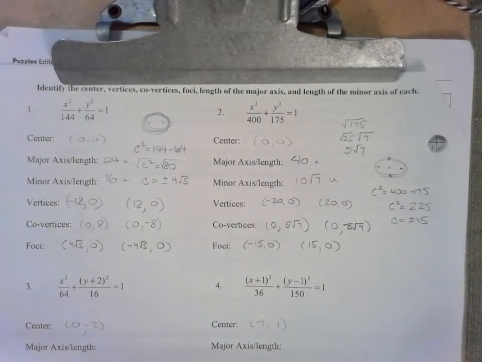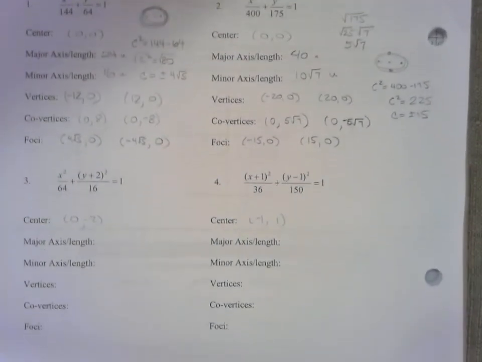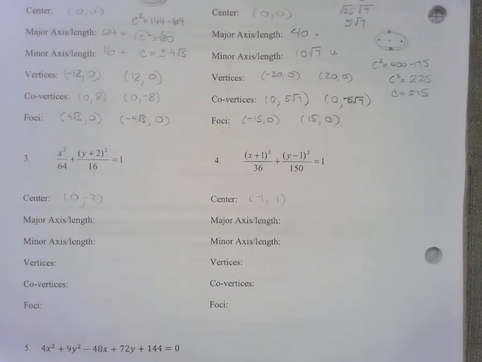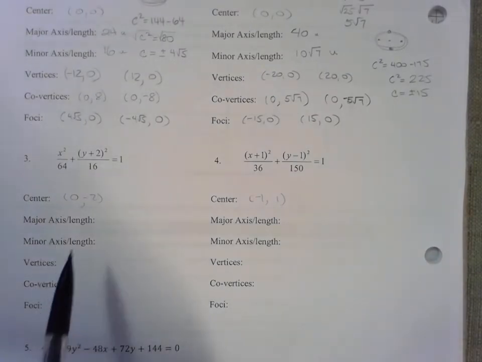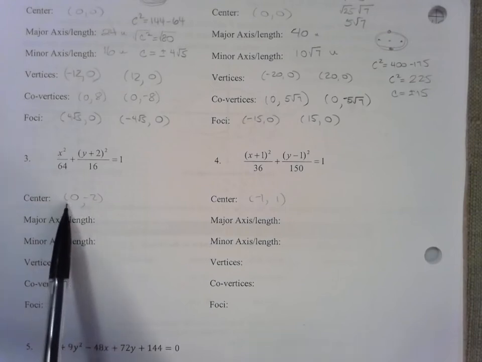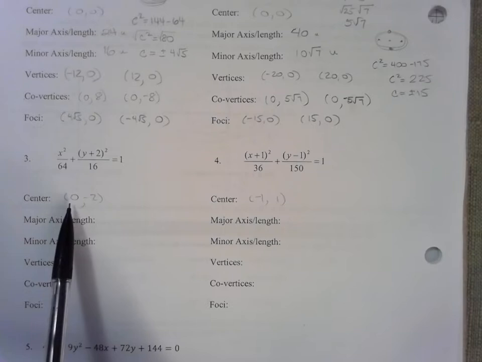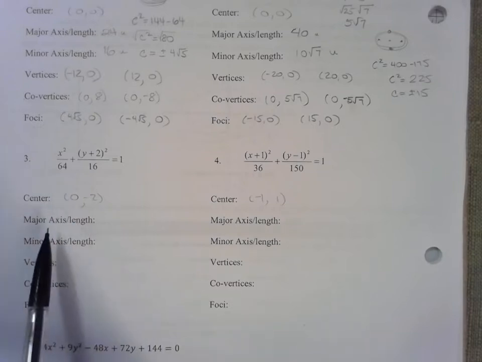Alright, that takes care of your first 4 exercises. Let's slide this up a little bit and take a look at questions 3 and 4. And I see that number 5 is looming there at the bottom. Alright, let's keep going. We have already located the center, 0, negative 2. Now we've got to find the length of the minor axis and the major axis.